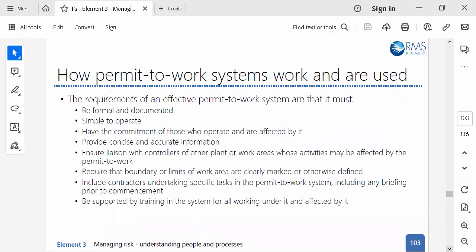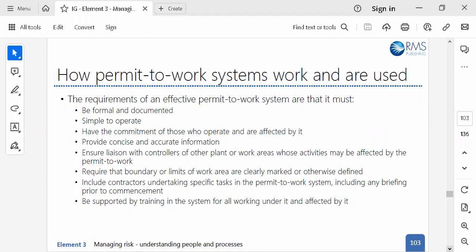How do permit to work systems work and how are they used? The requirements of an effective permit to work system are that it must be formal and documented, simple to operate, have the commitment of those who operate and are affected by it, provide concise and accurate information on the permit, ensure liaison with controllers of other plant or work areas that may be affected by the permitted work, require that boundaries or limits of the work area are clearly marked or otherwise defined, include contractors undertaking specific tasks in the system, including any briefing prior to commencement of work, and be supported by training in the system for those working under it and affected by it.